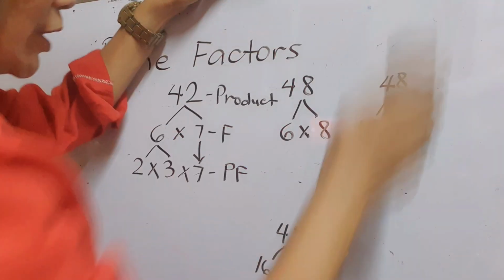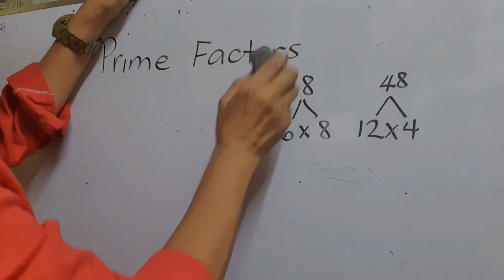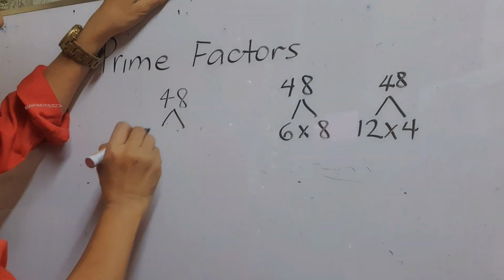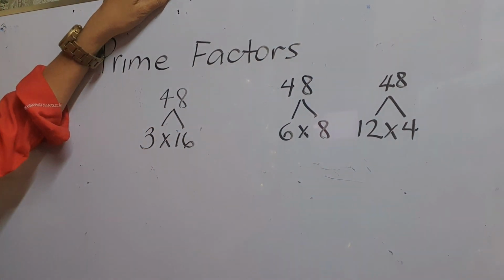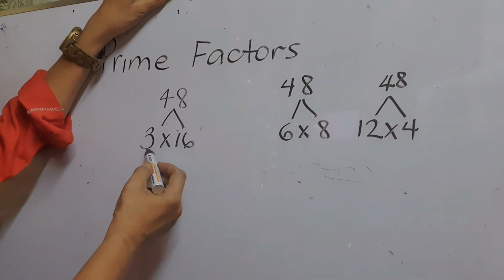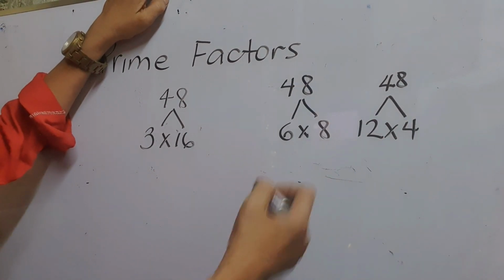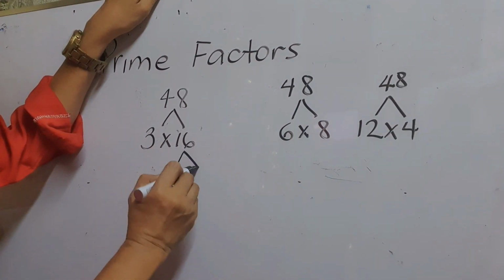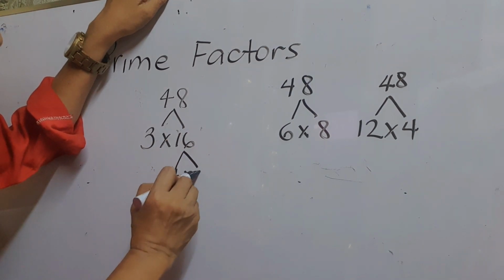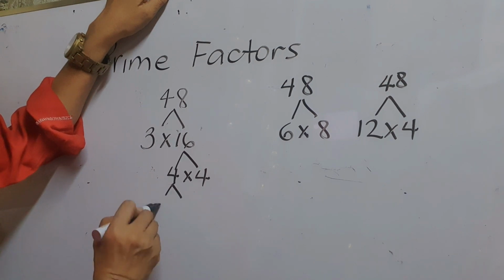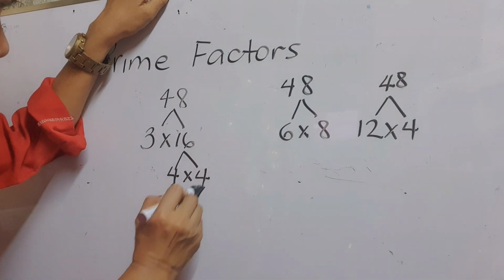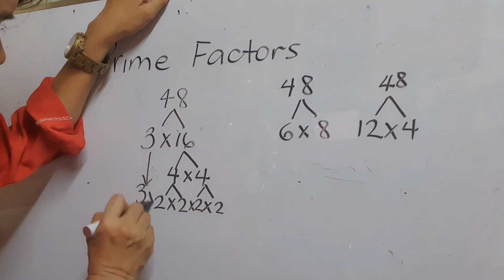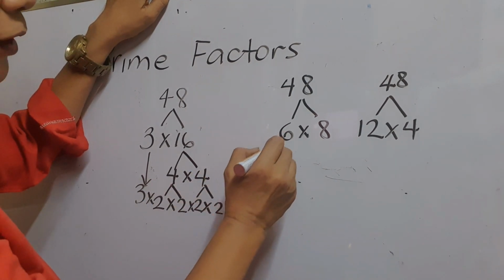Okay? Taas natin ng konti itong isa. Okay, so 48. We have here again 48 that came from 3 times 16. Okay, so different factors. 48 came from 3 times 16. 48 came from 6 times 8. 48 came from 12 times 4. Okay, so 16, that came from 4 times 4. Let's break 4. That came from 2 times 2. 4 came from 2 times 2 again. And then we have to bring it down. So, 3.